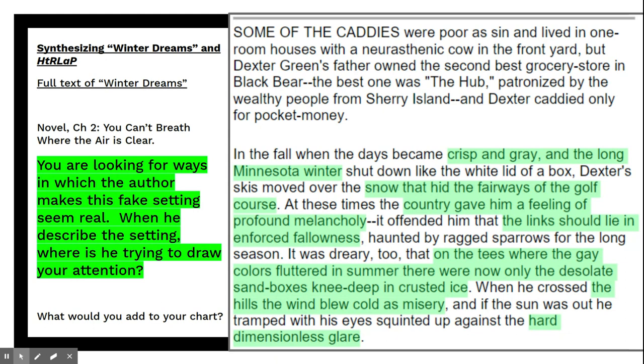"On the tees where the gay colors fluttered in summer, there were now only the desolate sandboxes knee deep in crusted ice." So again, desolate, crusted ice. "The hills the wind blew cold as misery, hard, dimensionless glare." So again, the author is giving us these very specifically chosen words to create this setting and create this picture in our head, but to also establish a feeling and a mood.